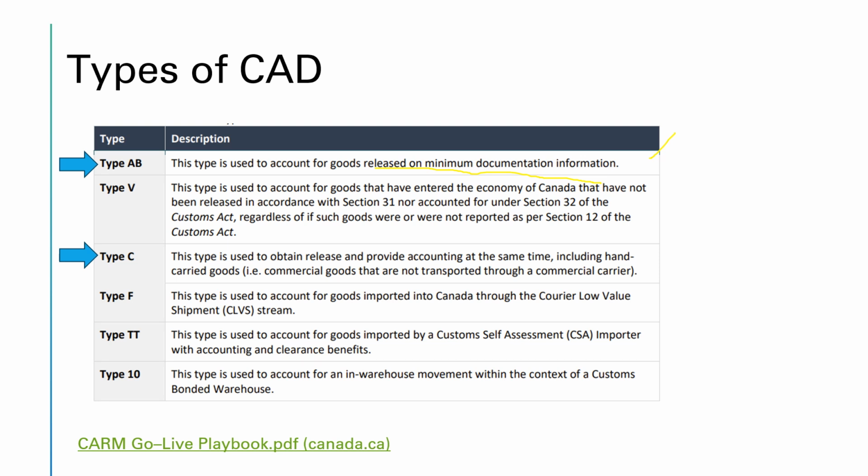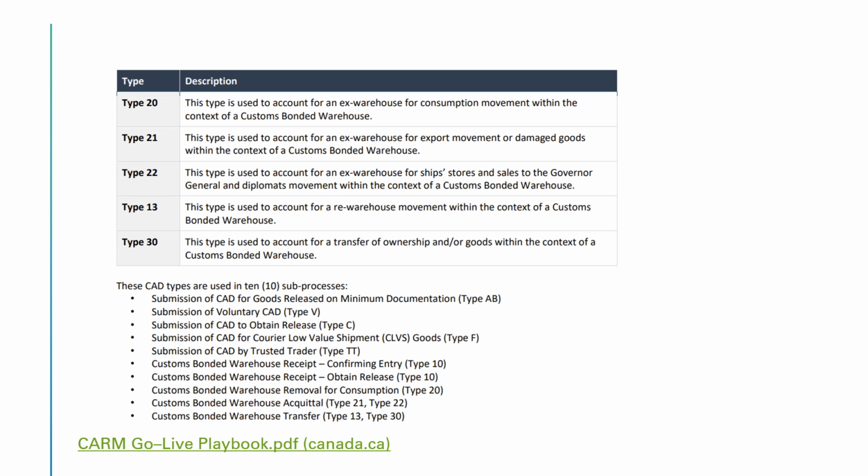This is what we call a cash entry. This is the one that we do at the port of entry. And this one, the AB, is when we can do accounting after 5 days and then pay within 10 business days. This second page will give you more on the type 20, like when we did the warehouse entries, and we see that we have a type 10 and type 20, so that is also kept under the CAD forms.